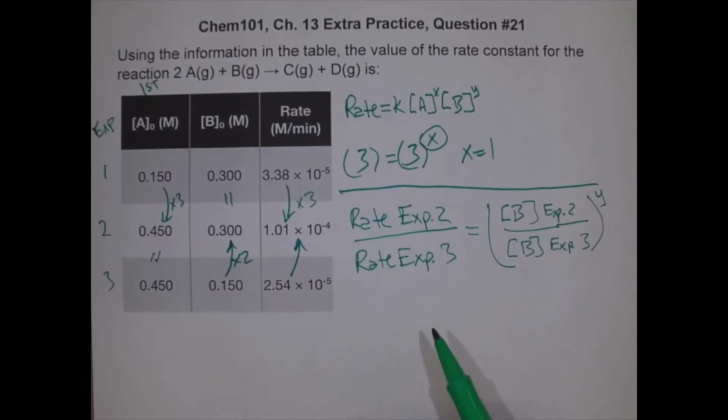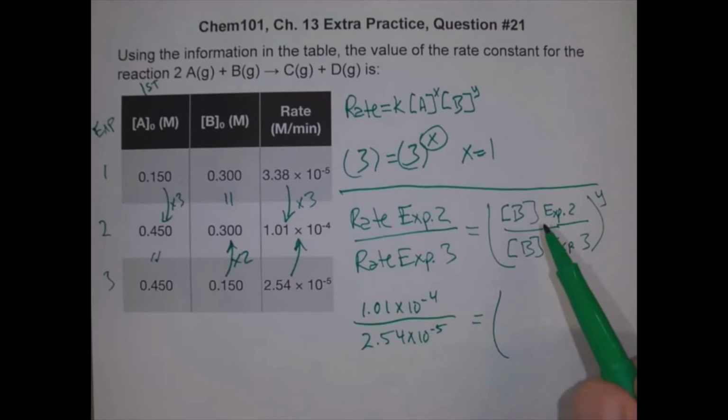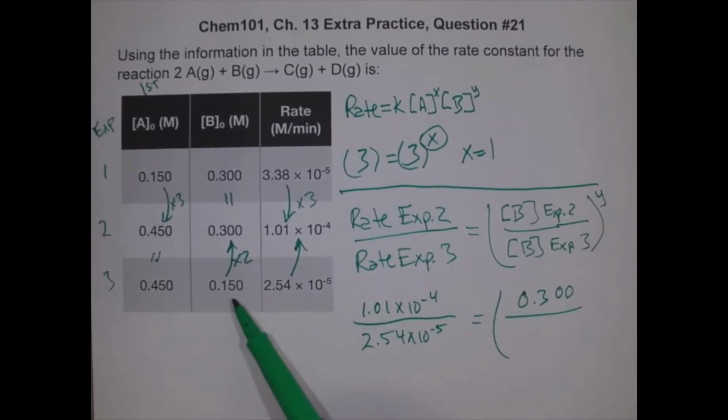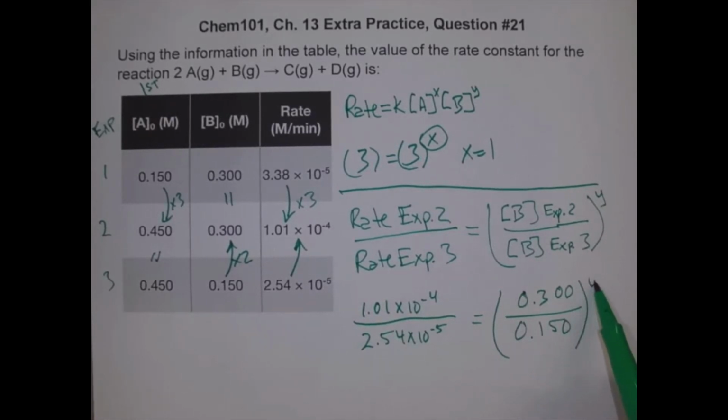All right? So now we can just put the numbers in. So the rate in experiment 2 was 1.01 times 10 to the minus 4, okay? And the rate in experiment 3 was 2.54 times 10 to the minus 5, and that equals the concentration of B in experiment 2, which is 0.300, divided by the concentration of B in experiment 3, which is 0.150, okay, and that's raised to the power of y.